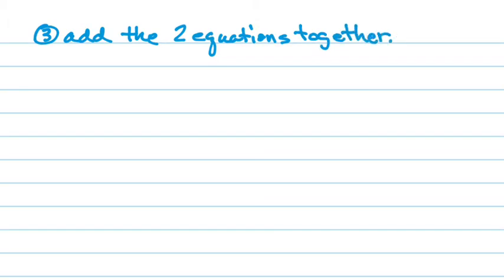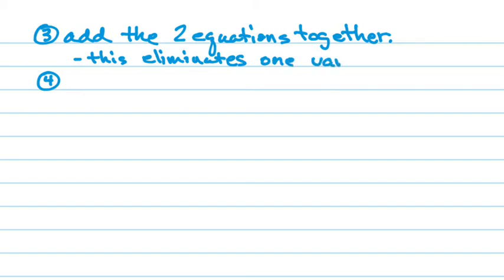And when you do that, when you add the two equations together, those two terms that have opposites are simply going to subtract away. Just like when you're solving an equation, the opposites will eliminate each other. So add the two equations together. When you do that, it's going to eliminate one of the variable terms. So this eliminates one variable term.